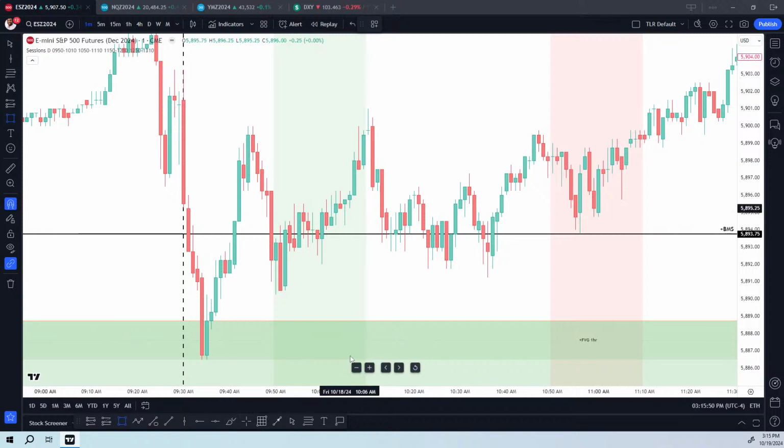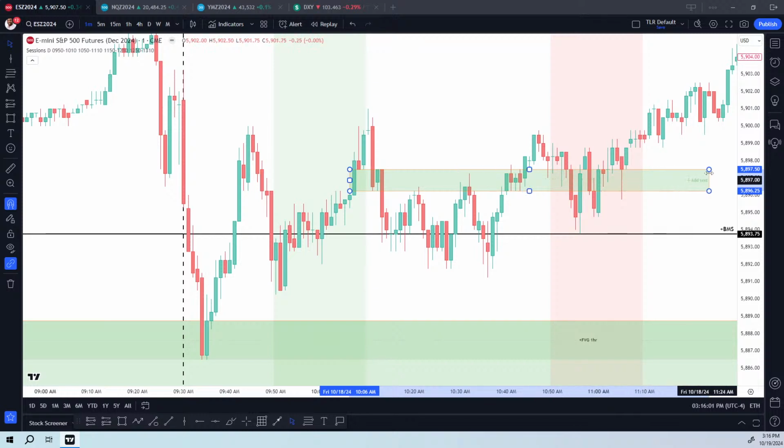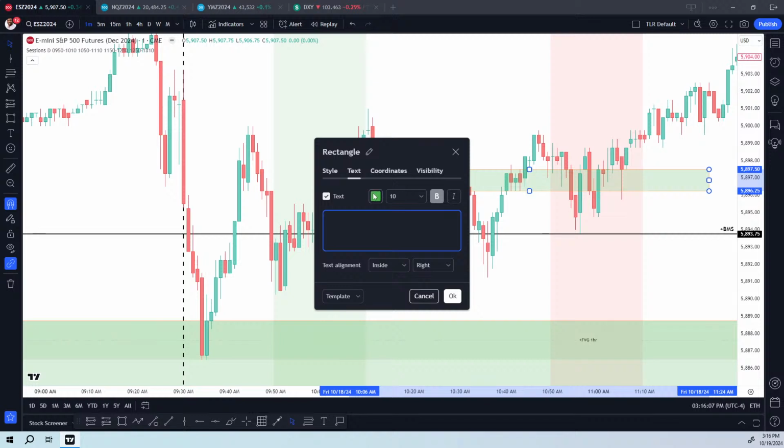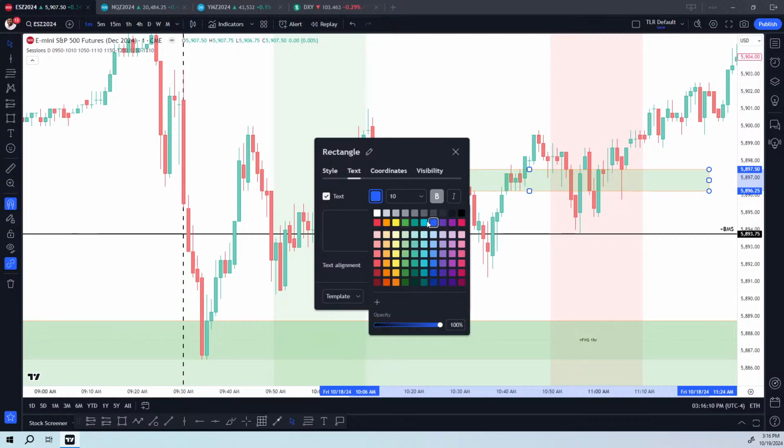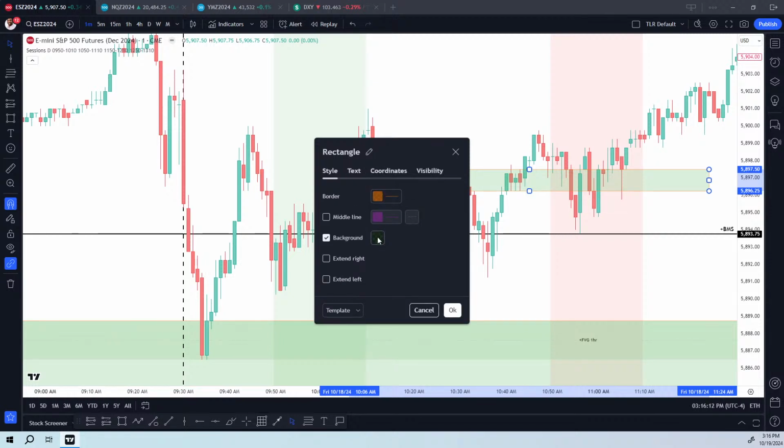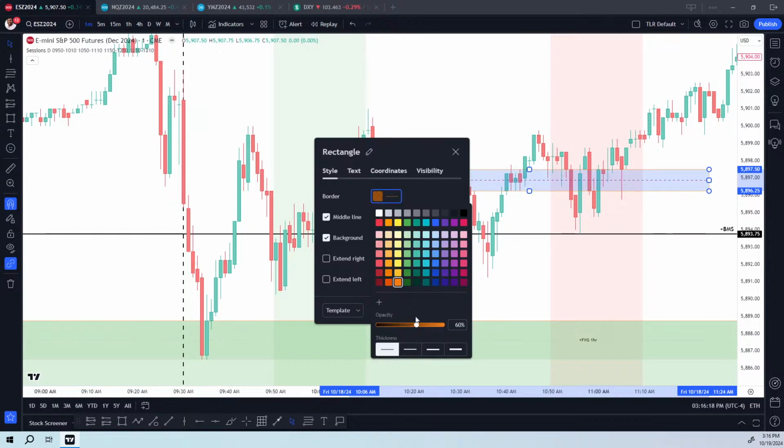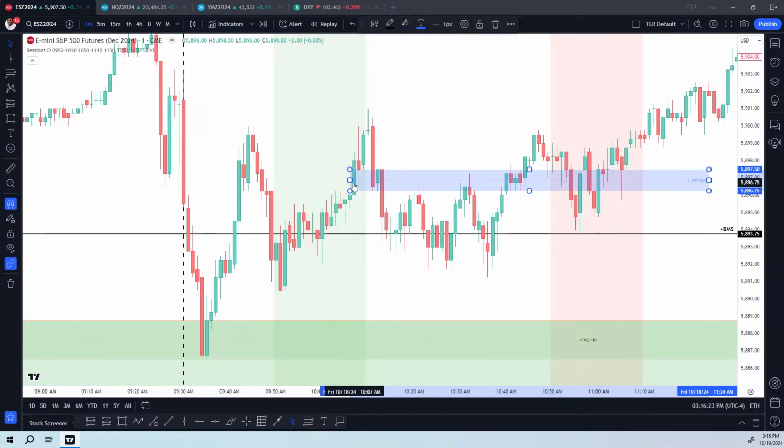And what you want to do with macro time PD arrays is look at important PD arrays. Like if we look here, let's mark this out. I'm going to mark that out right there, and I'm just going to make this blue. So we're going to make that blue. And this right here is a PD array from the macro time. That's a BISI from the macro time.